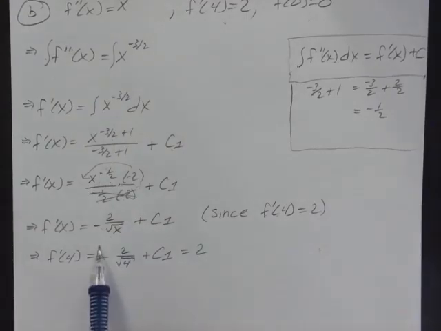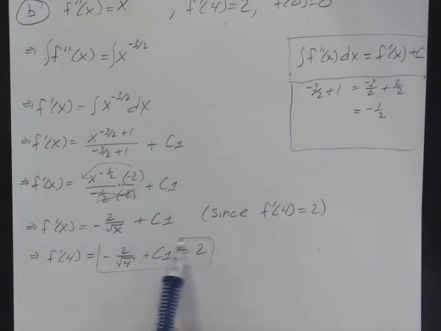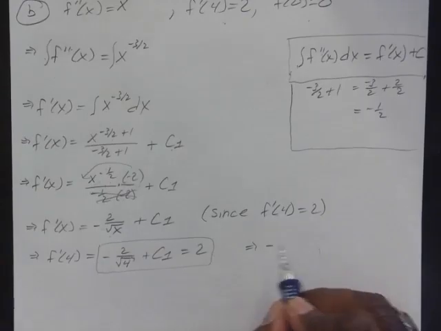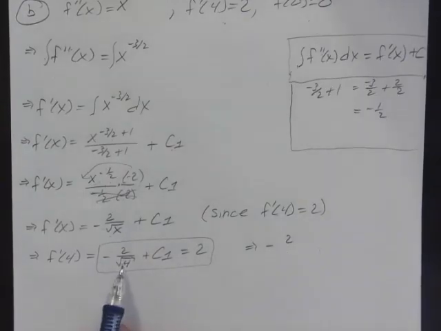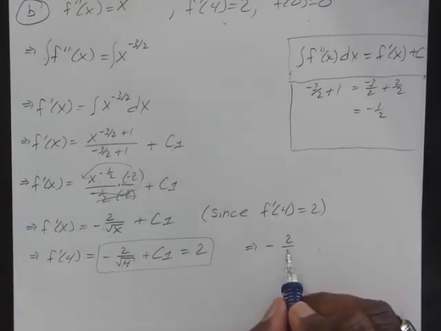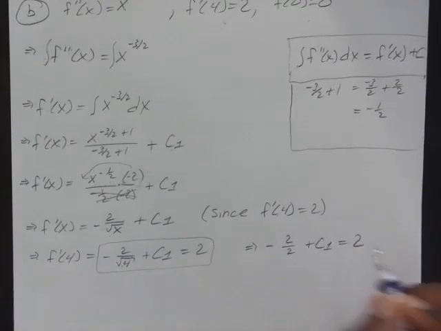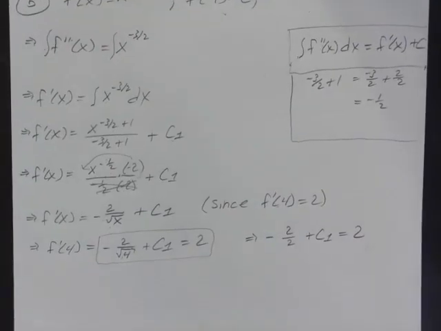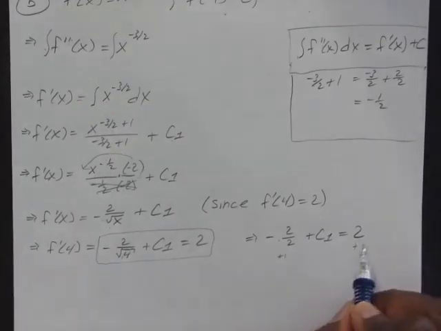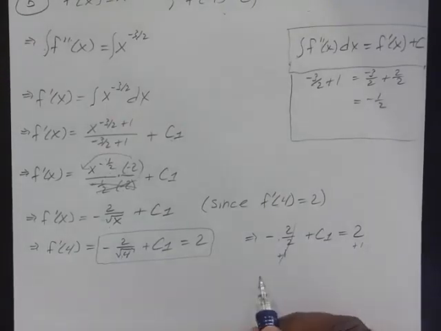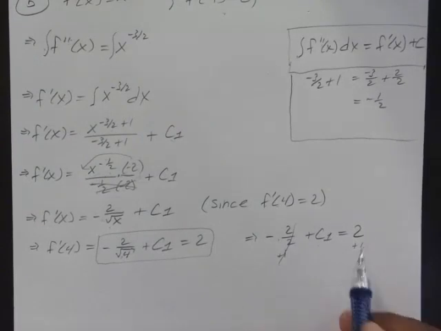Okay, so again, we're just going to look at this part of it. That gives us -2 divided by the square root of 4, which is just 2, plus c number 1 is equal to 2. So this is just -1. So if we add 1 to both sides, those two will cancel out. So we know that c number 1 is equal to 3.